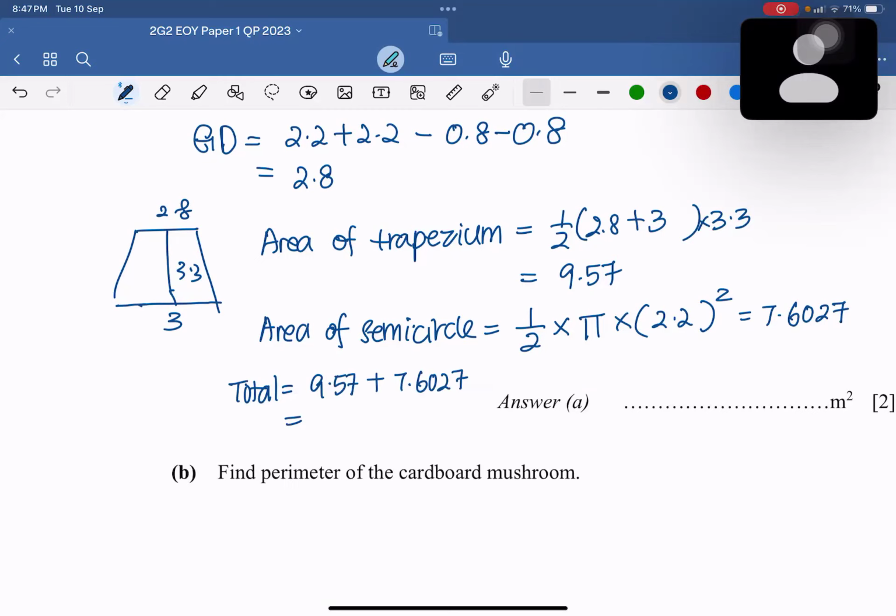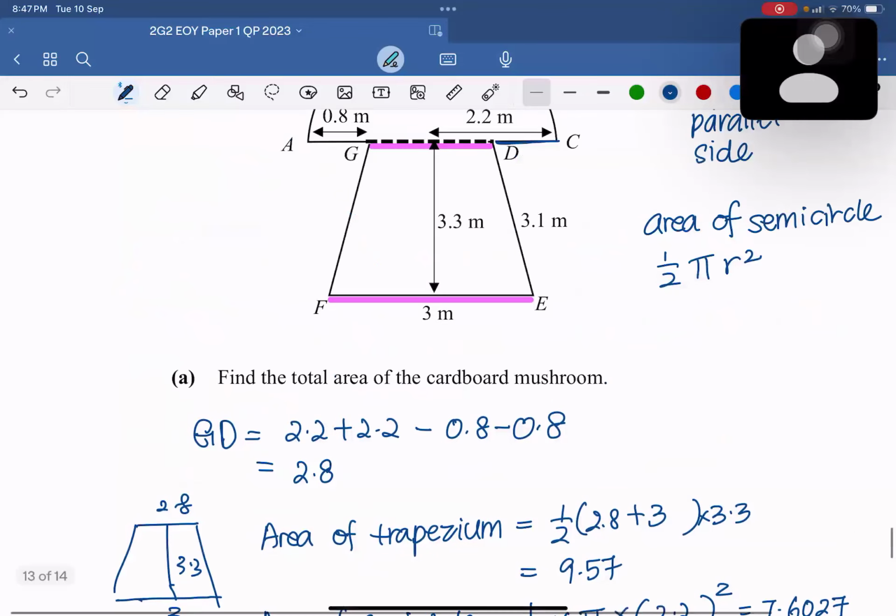9.57 plus 7.6027 gives 17.173. Round off to 5 decimal places. Then the final answer rounded to 3 significant figures will be 17.2, rounding up, right? Okay, is this okay?